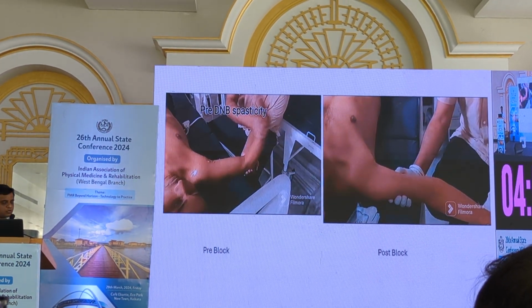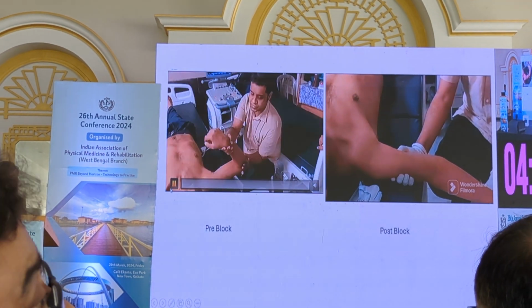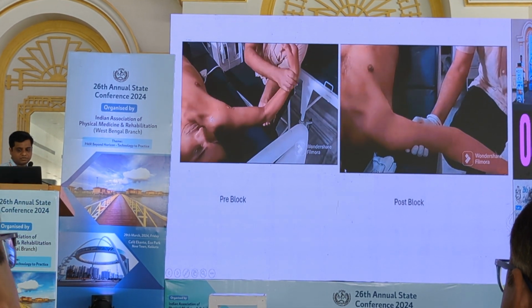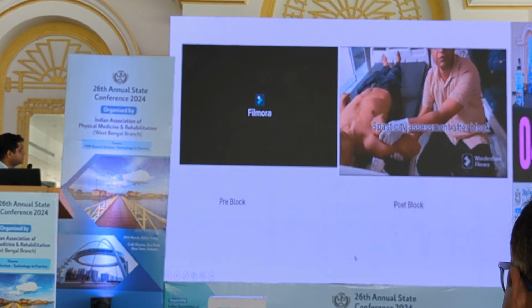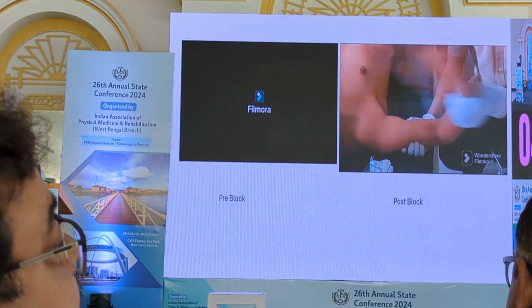Now, what is the result of this case to the patient? First, the patient had a catch at 90 degrees of extension, but after the blocks, if you see carefully, the catch has totally disappeared.